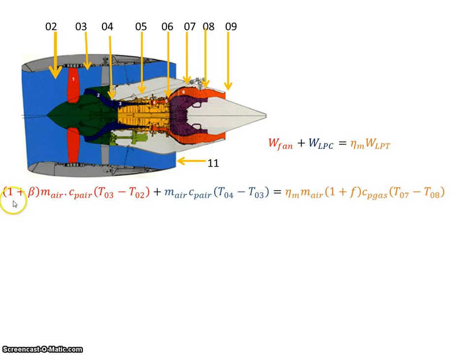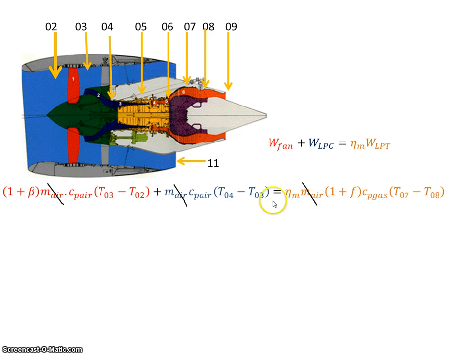well, the work on the fan, we have to be mindful that the mass of air going through the fan is the mass of air going through the core of the engine plus whatever air goes around the engine, the bypass air. So if we add the bypass ratio to 1 multiplied by the mass of air going through the core, we'll have the mass of air going through the fan. So multiply that by specific capacity of the air times the temperature drop across the fan, and then this is the work done on the low pressure compressor, and this is the work done on the low pressure turbine multiplied by the efficiency, the mechanical efficiency of the shaft.